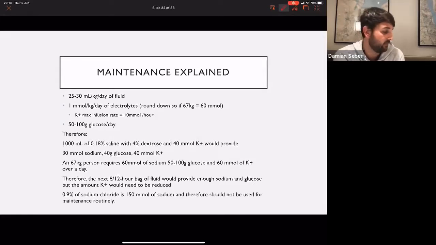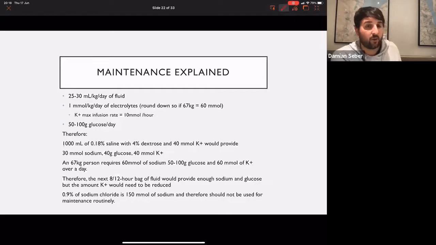So you would give instead the same amount of saline, so 0.18%, because that'll make it 60 in total. The same amount of glucose, so that's 80 grams, which is between 50 and 100, so that's fine. But then you would add 20 millimoles of potassium as your additive, because then that would make 60 in total, and then that person's sorted for the day. I'll show you an example of this in a sec.